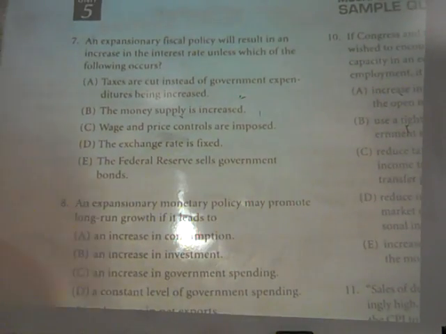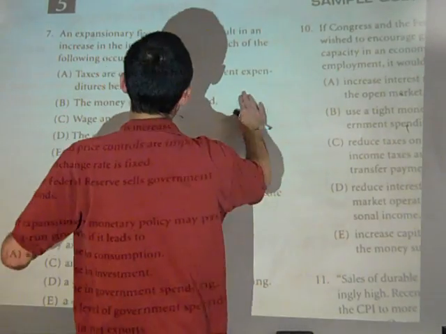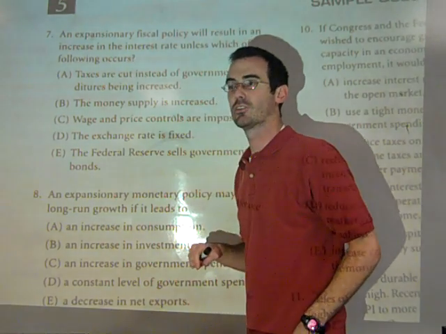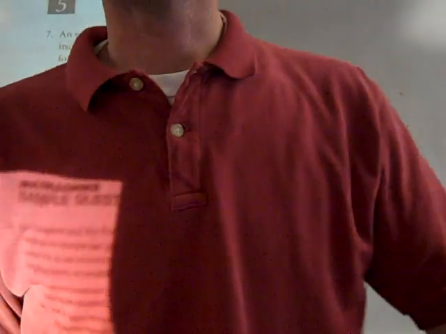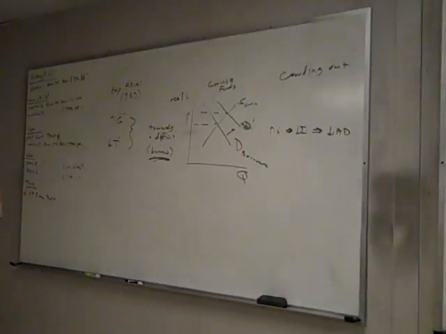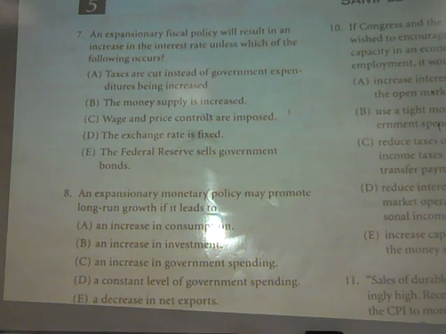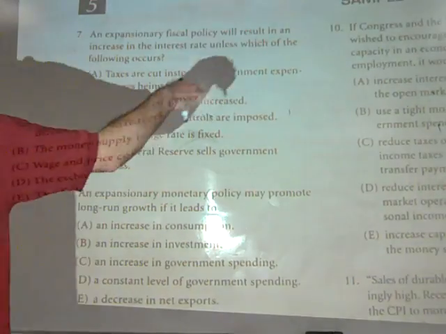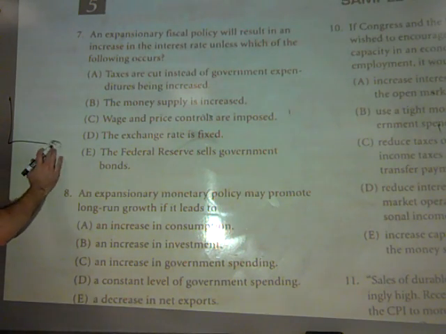Here we go. An expansionary fiscal policy will result in an increase in the interest rate unless which of the following actions occurs. What's that first line mean? Expansionary fiscal policy causing the interest rate to go up. That's crowding out. But either way, if that happens, what could offset it? What could keep that from happening? I don't think just changing the version of fiscal policy is going to help. What if the money supply is increased? Will that keep the interest rate from going up?